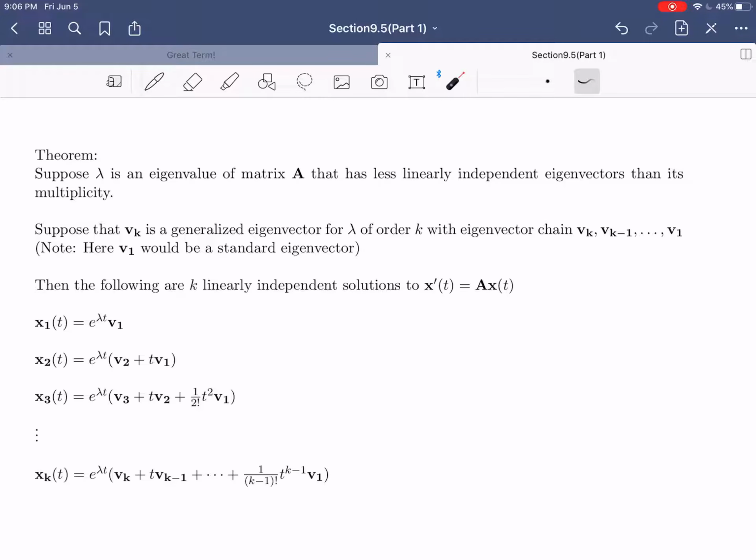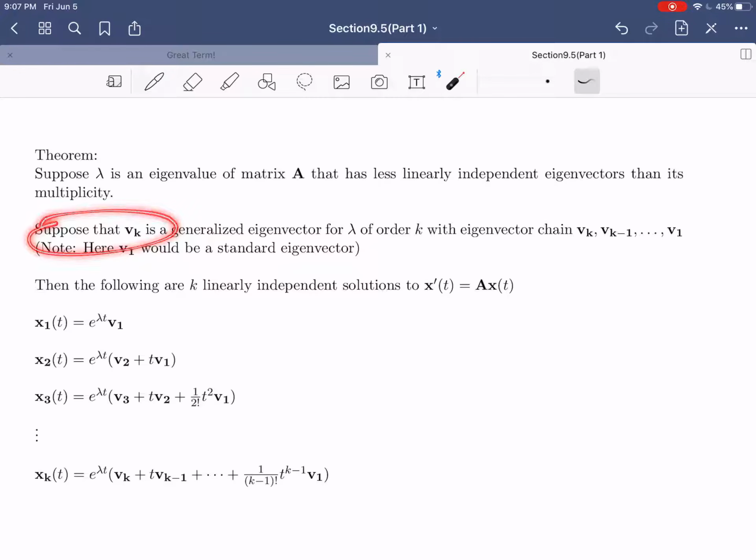So let's suppose that lambda is an eigenvalue of matrix A that has fewer linearly independent eigenvectors than its multiplicity. Remember, back when we first defined eigenvalues and multiplicities and dimensions of eigenspaces, we said that as soon as one eigenvalue has fewer linearly independent eigenvectors than its multiplicity, the entire matrix is going to be defective because other eigenvalues can't make up for the missing linearly independent eigenvectors. So if we suppose that just one eigenvalue has fewer linearly independent eigenvectors, that guarantees our matrix is defective.